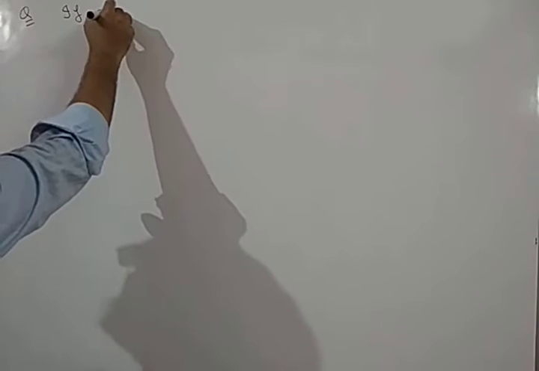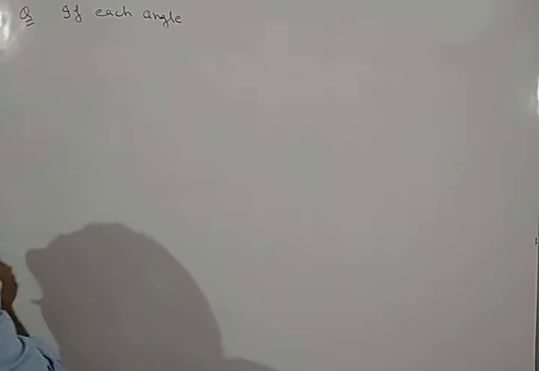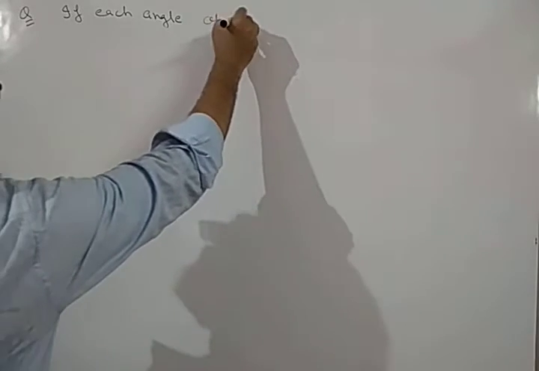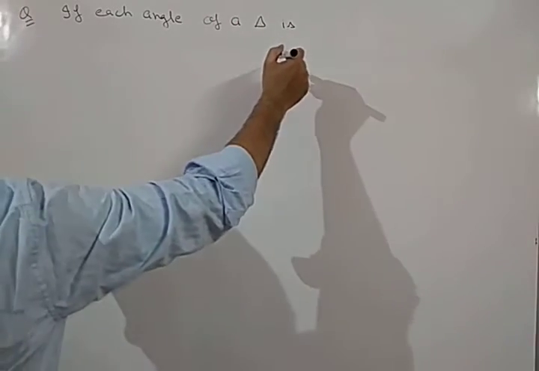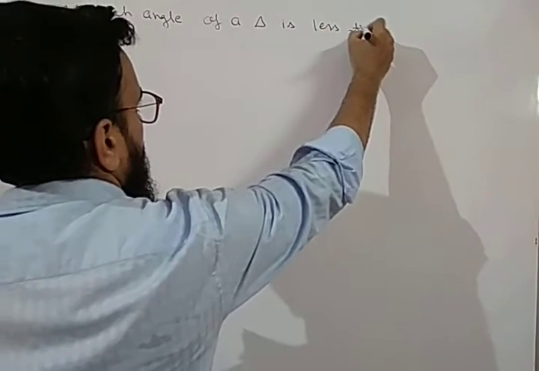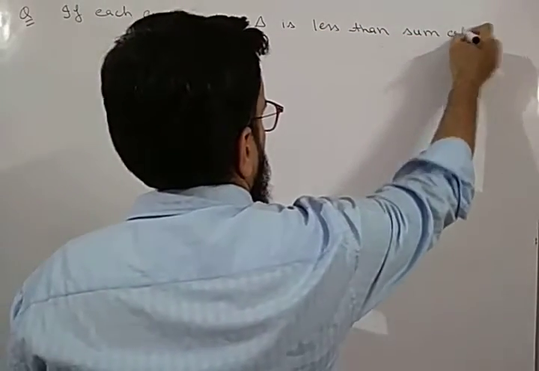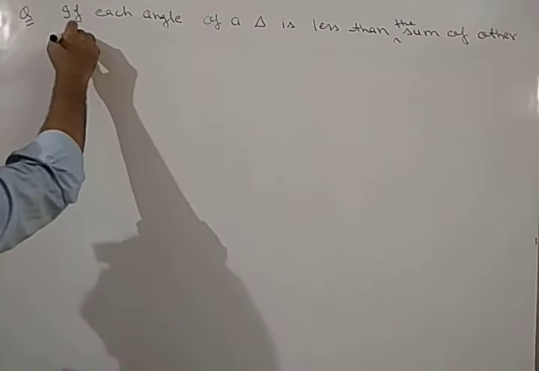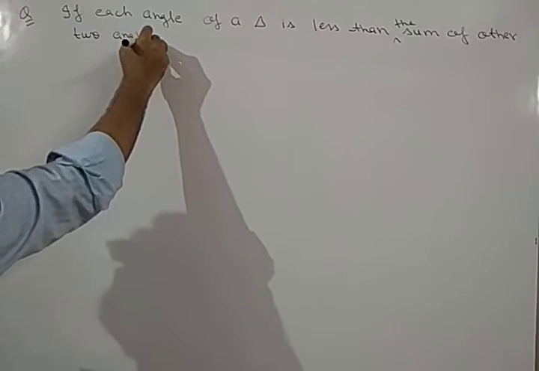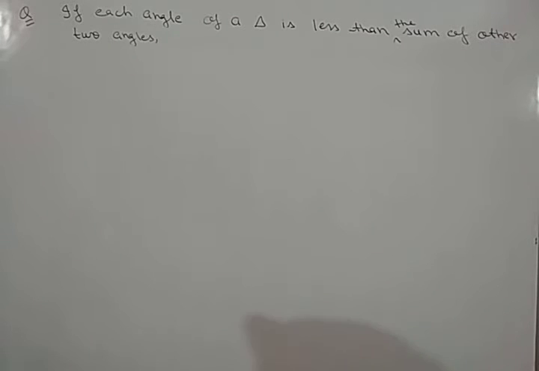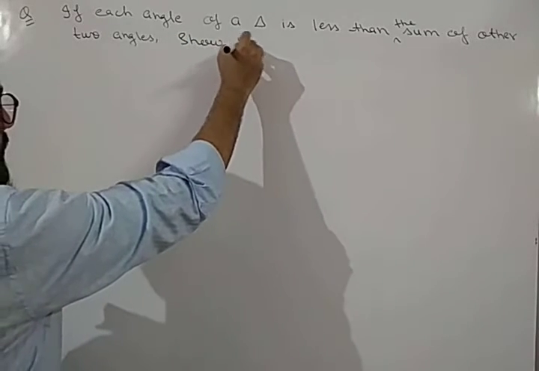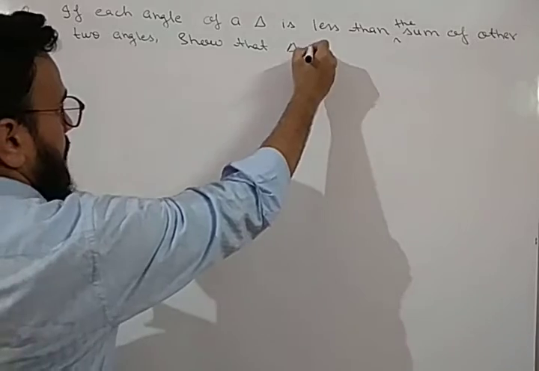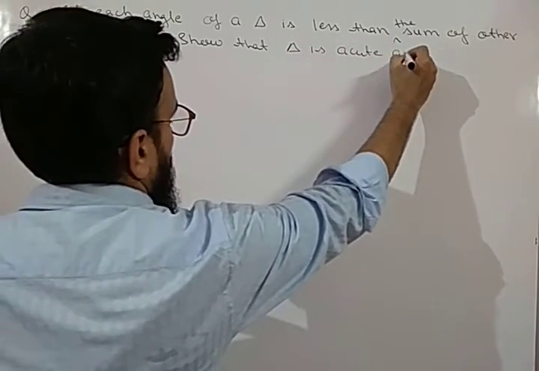Now let us solve one more question. Question is, if each angle of a triangle is less than the sum of other two angles, then show that the triangle is acute angled.